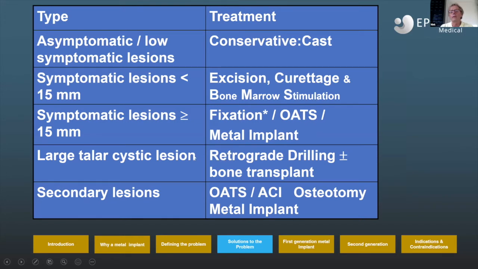Retrograde drilling for large cystic lesions. And then for secondary lesions, OAT, cartilage implants, and osteotomy. Always think about osteotomy. Alignment is a basic orthopedic principle, very important. And again, the metal implant.